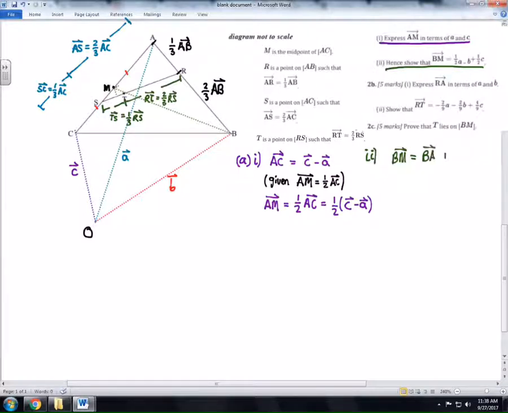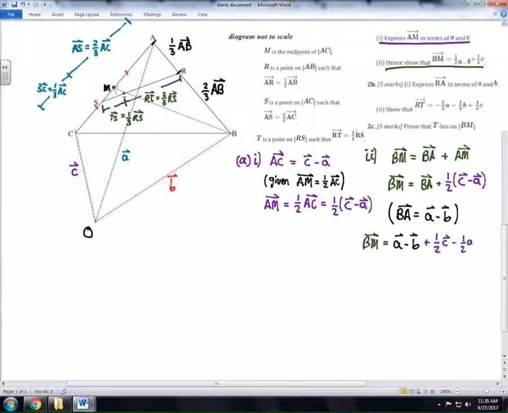So I'm going to start off with BM as the sum of BA and AM. That should be pretty straightforward. To get from here to here, we can travel along BA and AM. Now, I knew I was going to involve AM because it's part of part 1. So I just now have to work on BA. AM is already given. Now we get to BA. That's A minus B. So we get A minus B plus a half C minus a half A. And some quick vector algebra, and it turns out, after I do all of this, I get the thing that they were looking for.